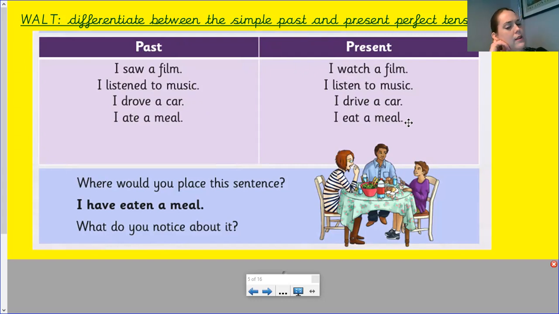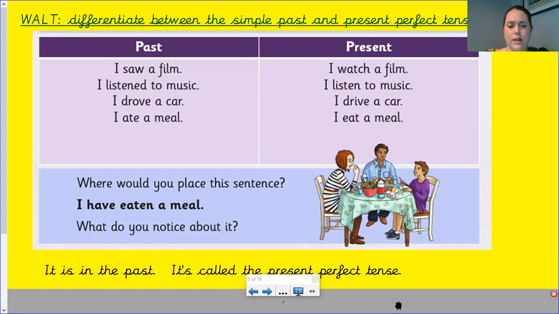Where would you put this sentence? I have eaten a meal. Ooh. Unusual, isn't it? It doesn't really fit in either of those boxes, does it? It is actually in the past, but it's called the present perfect tense. The present perfect tense. We're going to learn more about that today.